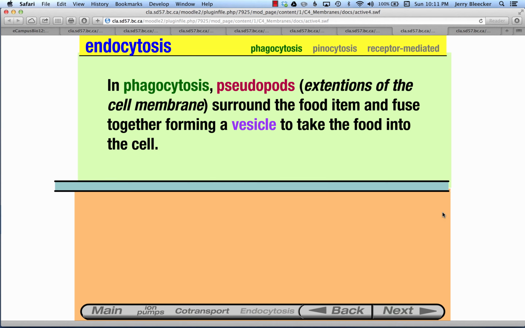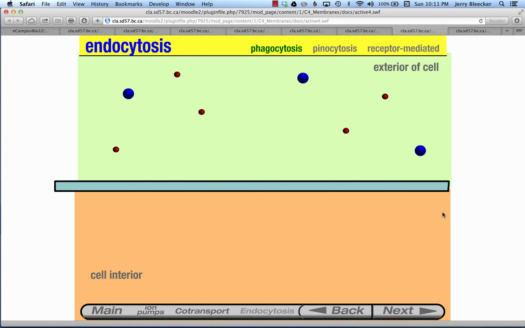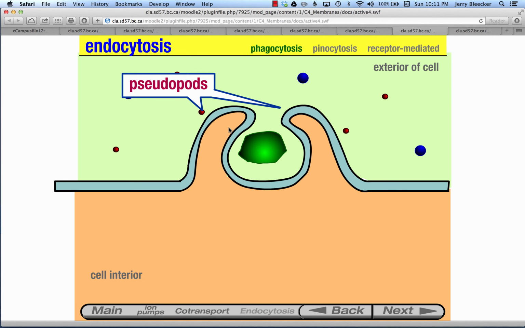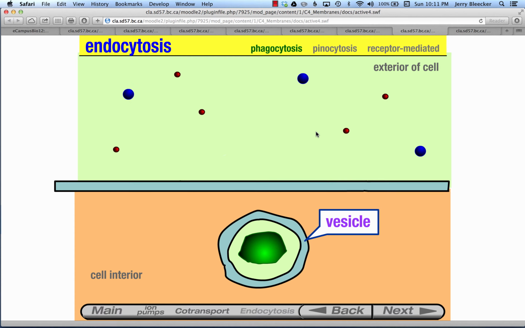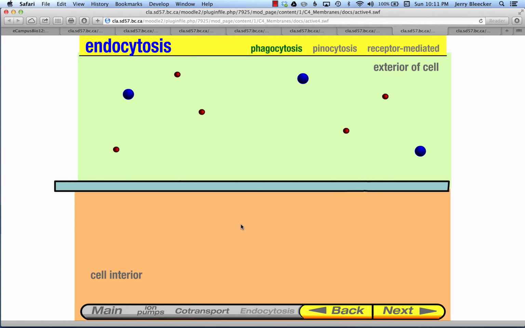So the cell wants this, and it literally engulfs it. And if you remember pseudopods, they are defined as false feet. When you come through that membrane, what you see is that the membrane material became a bag for the food, and at that point it becomes a vacuole. Remember that vacuoles are just large containers of water or food that enter a cell. So a cell can actively pull something in.